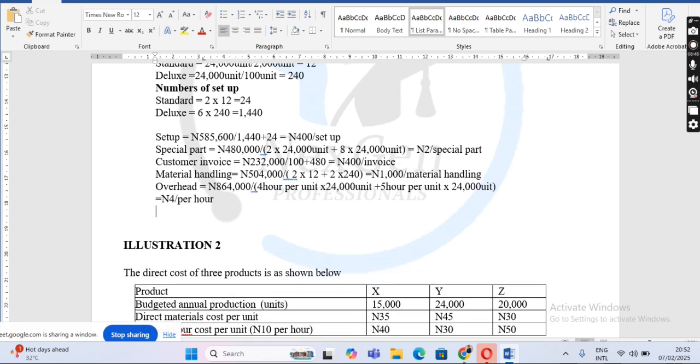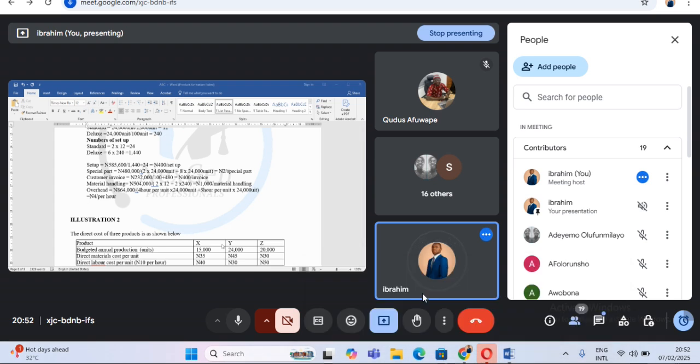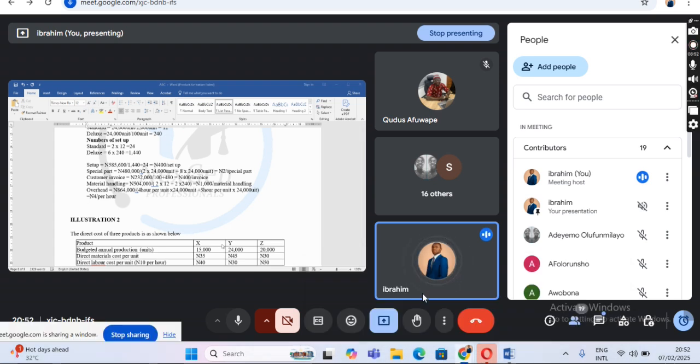So now, class, this is what you get when you are to determine the OAR for the activity-based costing. Don't forget that your setup, your special part, customer invoice and all that, these are your overhead, right? Now, if you get 400 naira per setup, class, how many setups do you have for standard? You need to multiply it by the number of setups, because activity-based costing wants to know the total cost, the cost of each setup of the product.